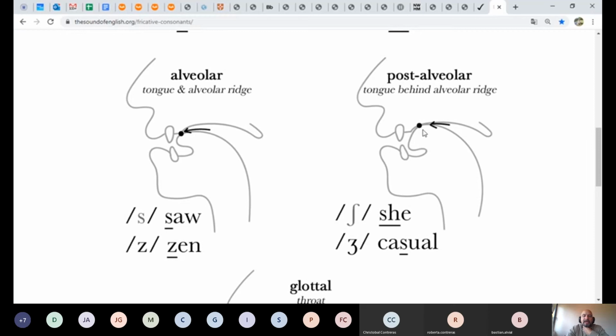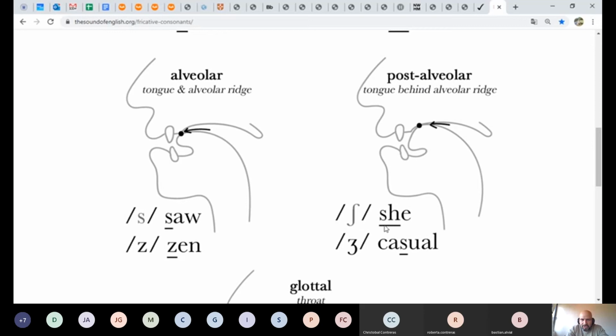The place of articulation is exactly the same. Both of them are articulated by raising the front part of the tongue, not the tip, the front part of the tongue, and you press the area in between the alveolar ridge and the hard palate. That's why it's called post-alveolar, past the alveolar ridge, and you add vibration. The best way is you can start with this one, and then you add vibration.